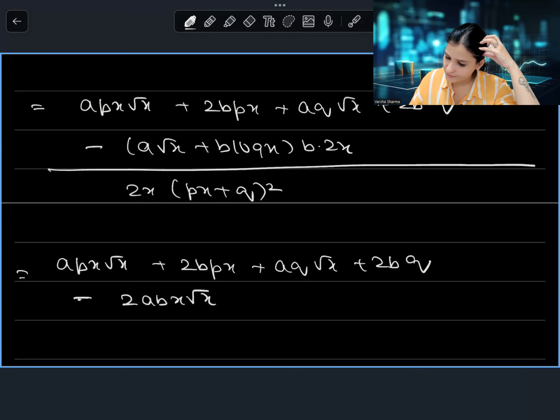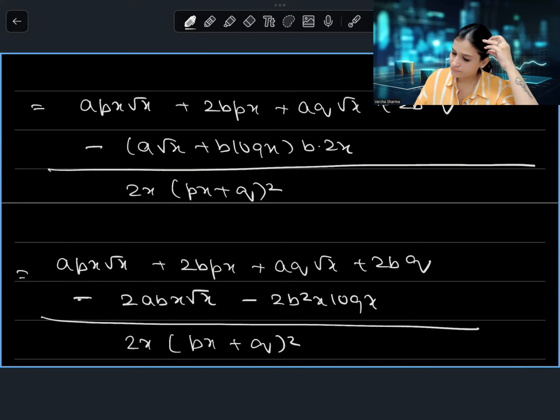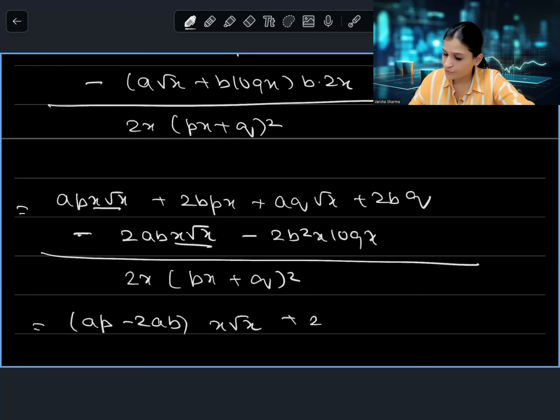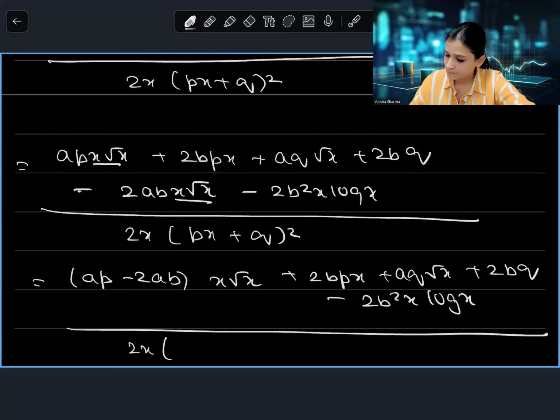Multiply the second one again. 2ab x into root x, b square x log x upon this. Does anything get simplified? No, ma'am. So that's our answer. There are no like terms. The only thing that you can do if you want to is taking x root x common, not at all necessary. Plus 2bpx plus aq root x plus 2bq minus 2b square x log x upon whole square. Not at all a necessary step.